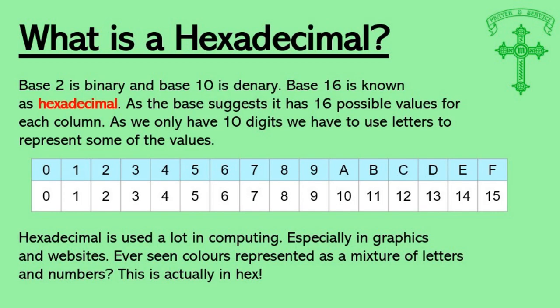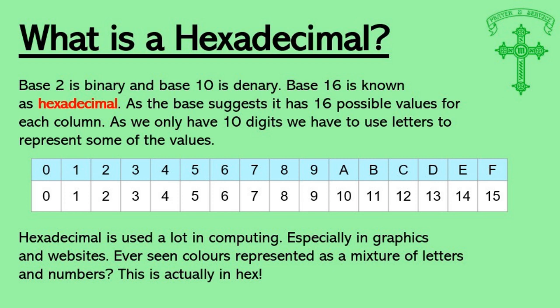So what is a hexadecimal number? Base 2 is what's known as binary. We've covered that numerous times in previous lessons. Base 10 is a number system you use every day. Base 16 is known as hexadecimal. As it suggests, there are 16 possible values for each column. We only have 10 digits in our number system, 0 to 9, so we have to use the first 6 letters of the alphabet to cover the rest of it.